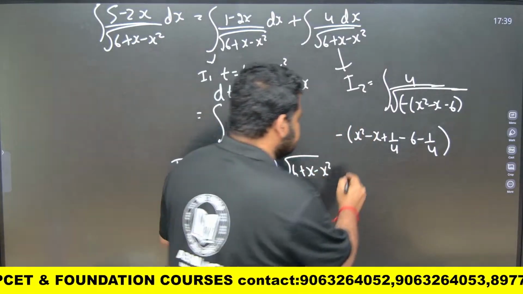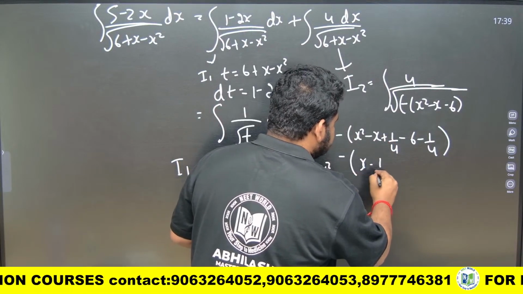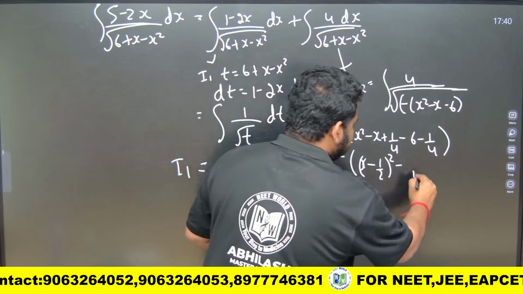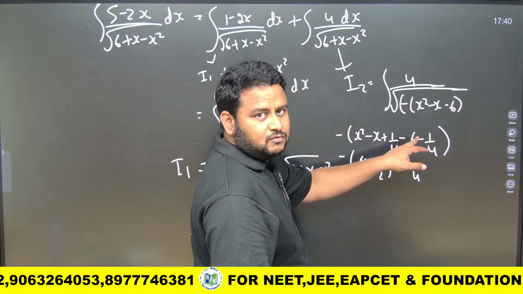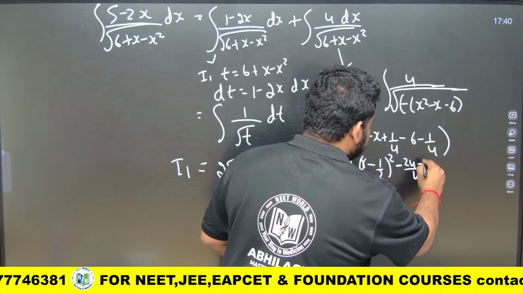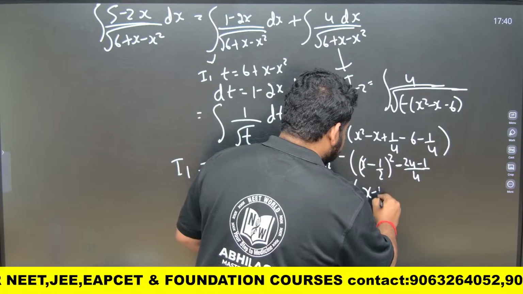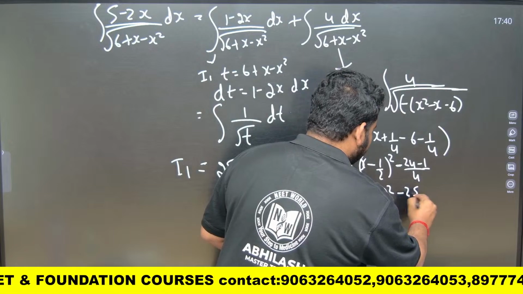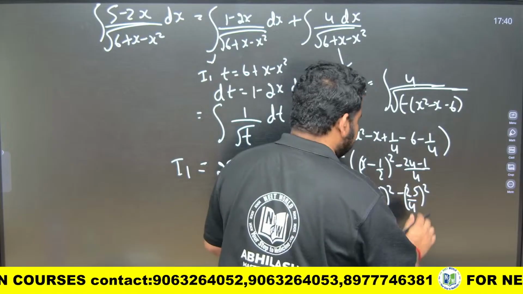Now let us calculate this. This is x square minus x plus 1 by 4, which will become x minus 1 by 2 whole square. Here the LCM is 4. 4 times 6 is 24, so 24 minus 1. So this will become minus 25 by 4, minus x minus 1 by 2 whole square, minus 25 by 4. So we have 25 by 4 whole square.